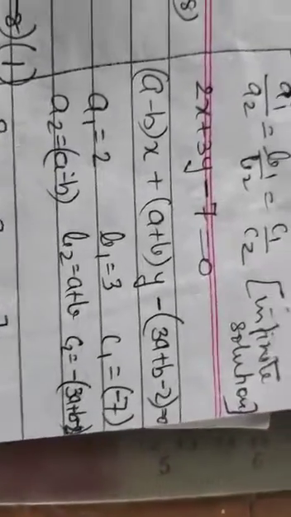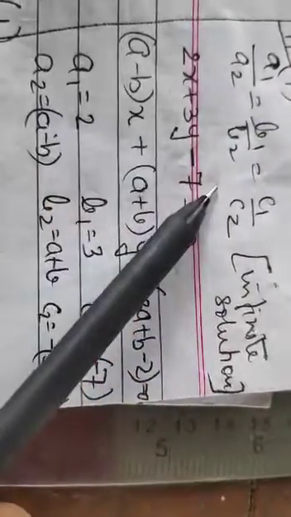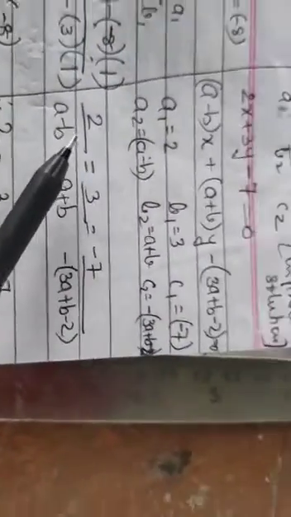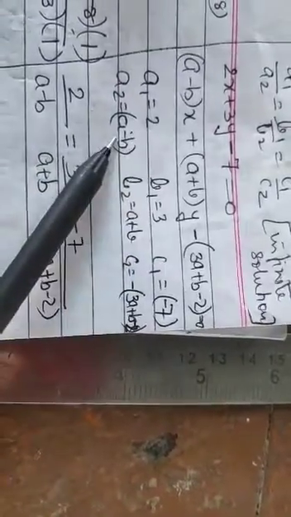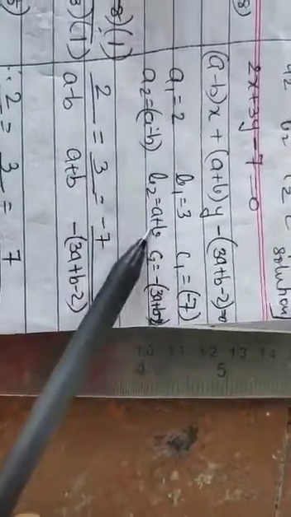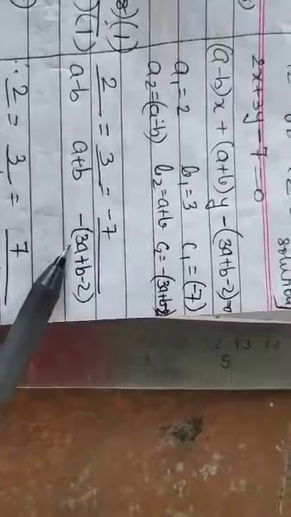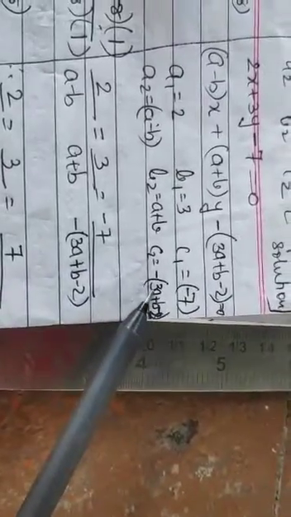a1, a2, b1, b2, c1, c2 I have isolated. Now these values I have to put in this particular statement. So here I have put it. Did you understand? 2 upon a minus b, that is a1 upon a2. 3 upon a plus b, this upon this. And minus 7 upon minus 3a plus b minus 2, that is c1 upon c2.